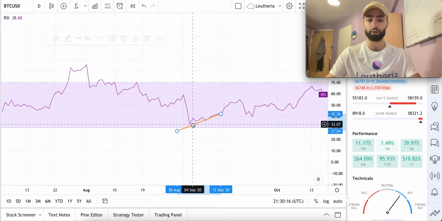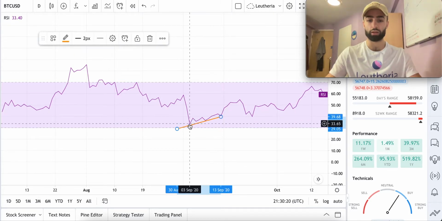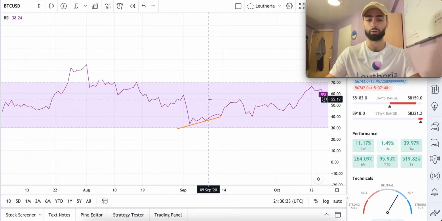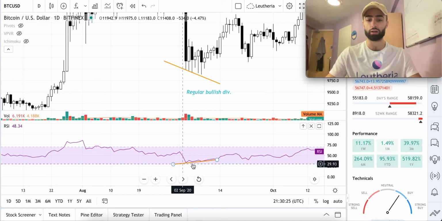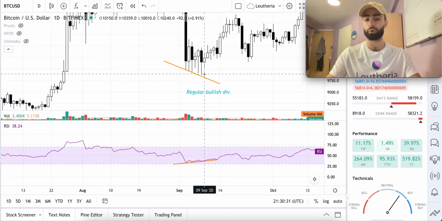You can see that right here with the RSI making a higher low. So you're seeing that the RSI is trending up, but the price is trending down with a lower low. That is a regular bullish divergence.